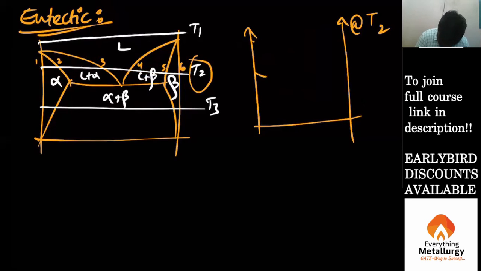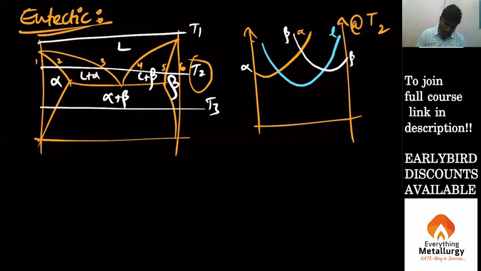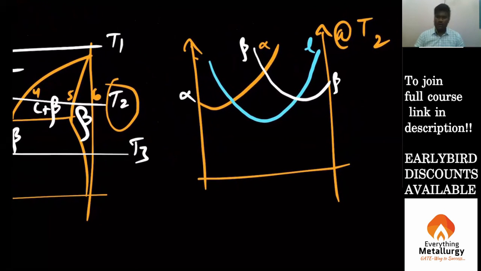This is my alpha. I'll just move it to the bottom a little bit. This is my liquid, and one more that I'm left with is my beta. This white is beta and this is alpha. So here now I'll just draw the common tangents, so that we can know the intersection points. As I said, these are the inverted C curves or the cup shaped curves for G versus X. So I'll just draw the common tangents now.